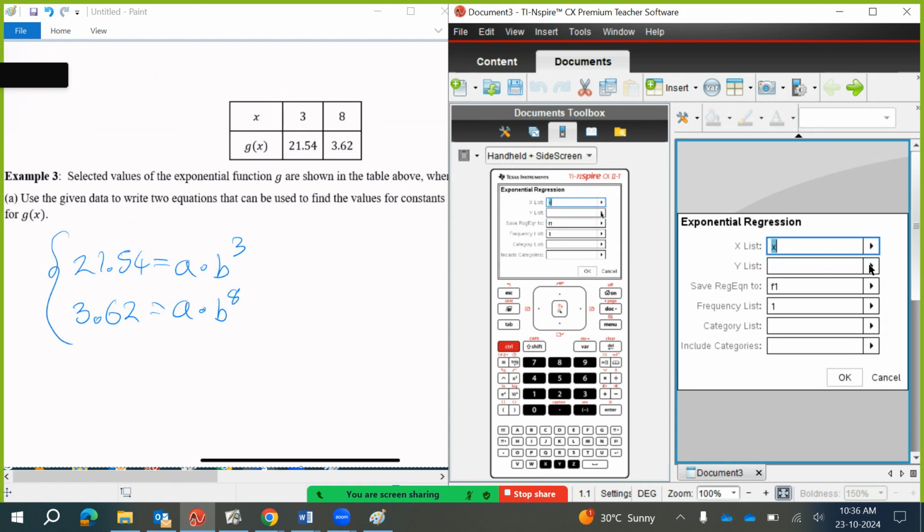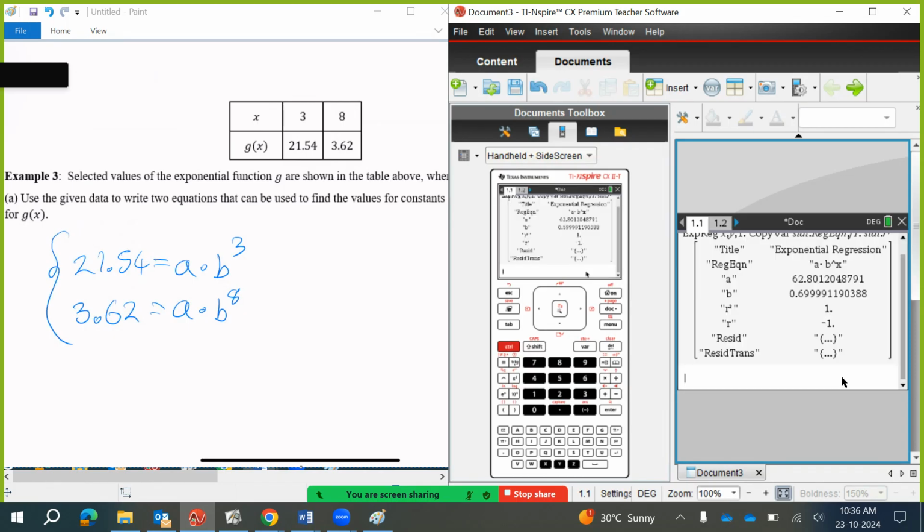We want the X lists are X and our Y lists are Y. Note where it's going to save it. It's going to save it in F1. And then we can click OK, and it will store the equation for us. So we can see the values here now of what our equation is going to be.